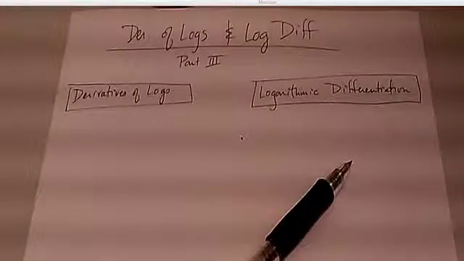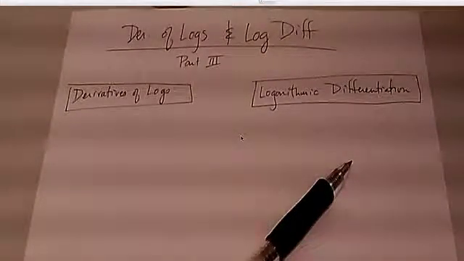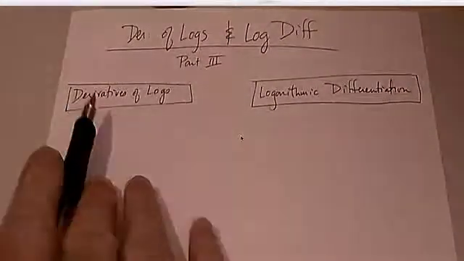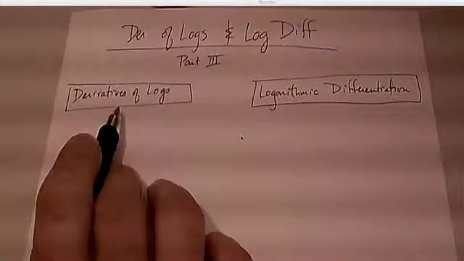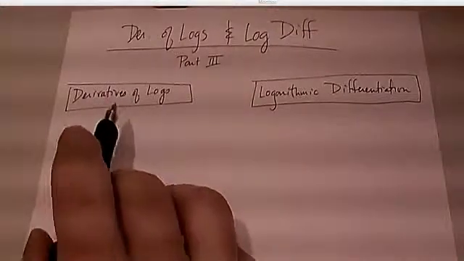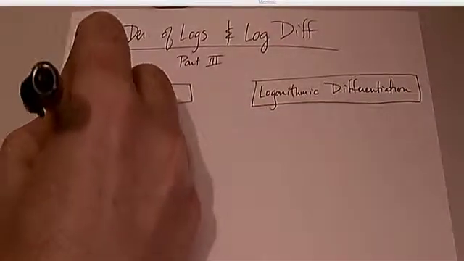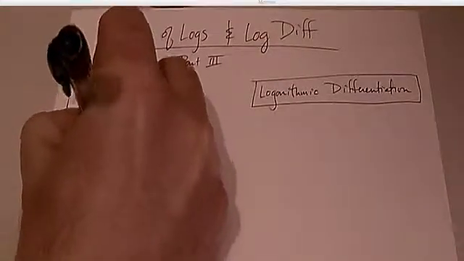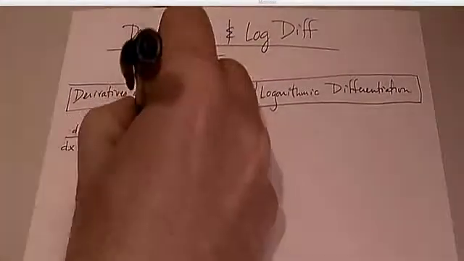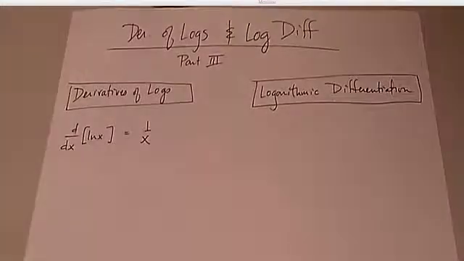So in the first two videos of the stuff on derivatives of logs and logarithmic differentiation, in video 1 we talked about the derivatives of logs. In the first one we talked about derivatives of logs, and the first thing that I did is I proved to you that the derivative of natural log x was 1 over x.